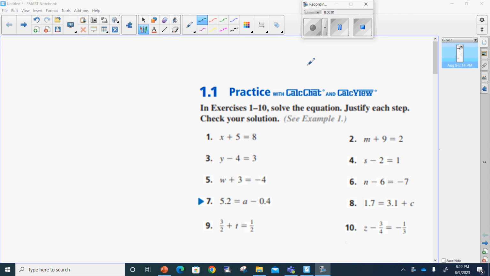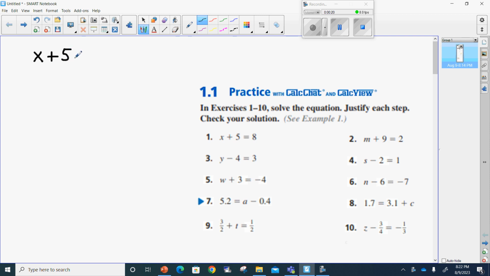Algebra class, let's go ahead and start with your first homework assignment 1.1. I'm doing all the odd ones. We're going to start with the simple stuff here. It says solve the equation, justify each step, and check your solution. Number one says x plus 5 equals 8. This is pretty standard. Probably learned this somewhere in second grade, right?